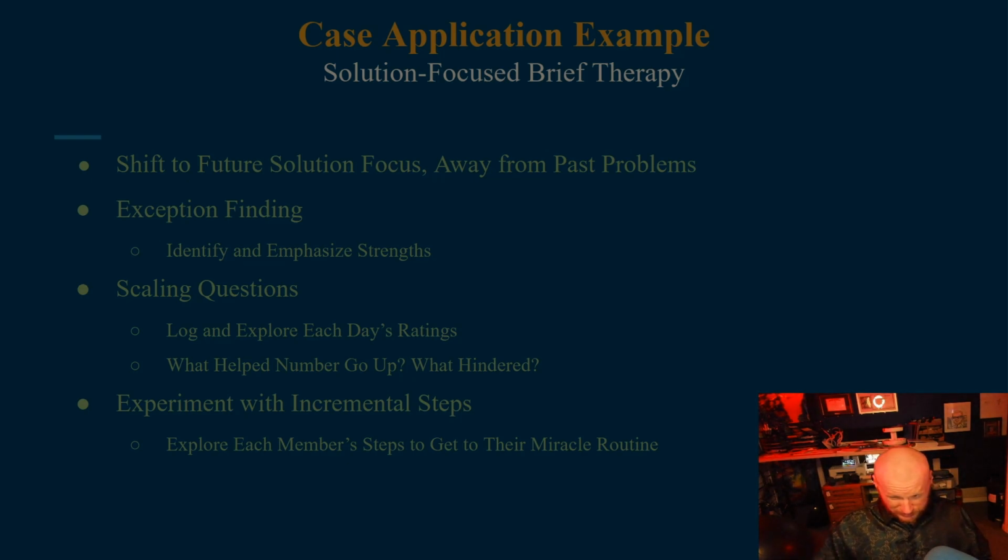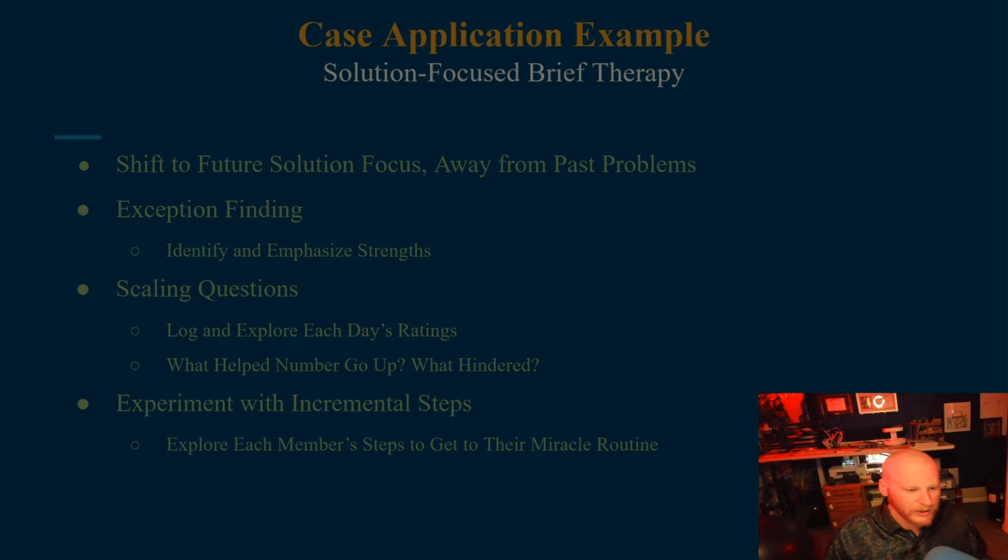So it's like, was today better with the son? Was today worse with the son? Four to five days of the week it was better. Oh no, it was worse. Four to five days of the week it was not that good. So how does it happen on the other days that it's better? How do we copy those good days? What helped the number go up? What hindered the number from going up? And so it's trying to experiment with different incremental steps.